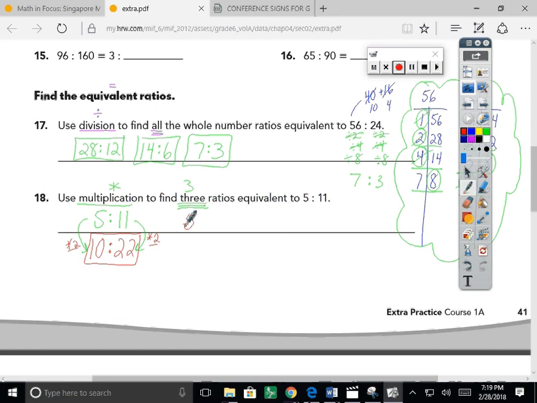Let's try again. So starting again with 5 to 11. And you could start with this 10 to 22 and then multiply, but your numbers start to get really big really quickly. So I'm going to go back to the original ratio. And instead of multiplying by 2, let's try something else. How about 3? Well, what is 3 times 5? 15. And what is 3 times 11? 33. This is another equivalent ratio. You could also test this out. If you were to simplify these, they should take you right back to 5 to 11, which then shows that they are equivalent.